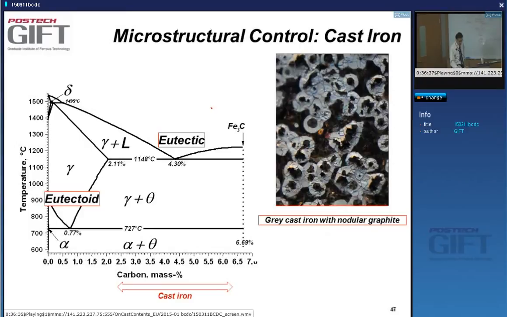Okay, if we go beyond this 2% here, these alloys are very important. But they form a class of alloys that we do not discuss in this class, and those are called cast irons. And this is an example of a cast iron here, which contains nodular graphite, very interesting material. But we're not talking about alloys with carbon more than 2%.